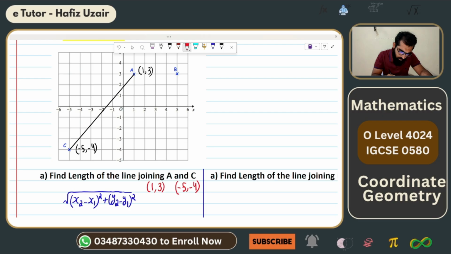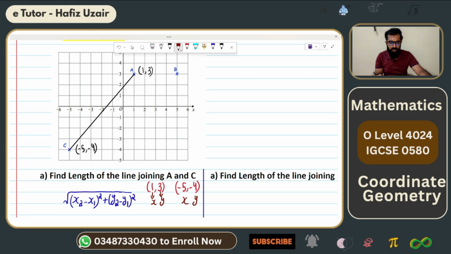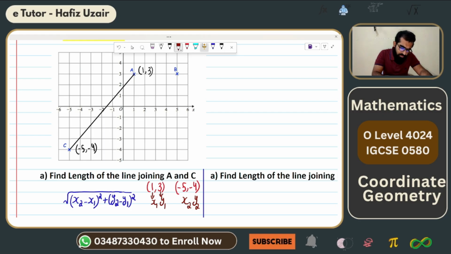When I previously taught you about coordinates, the first value represents x and the second value represents y. Similarly here, the first value represents x, the second value represents y. You can choose any point as x1 y1 and any point as x2 y2. You may write this point as x1 y1 as well, no issue, you will get the same thing. So this is the first thing: learn the formula and just identify the coordinates.